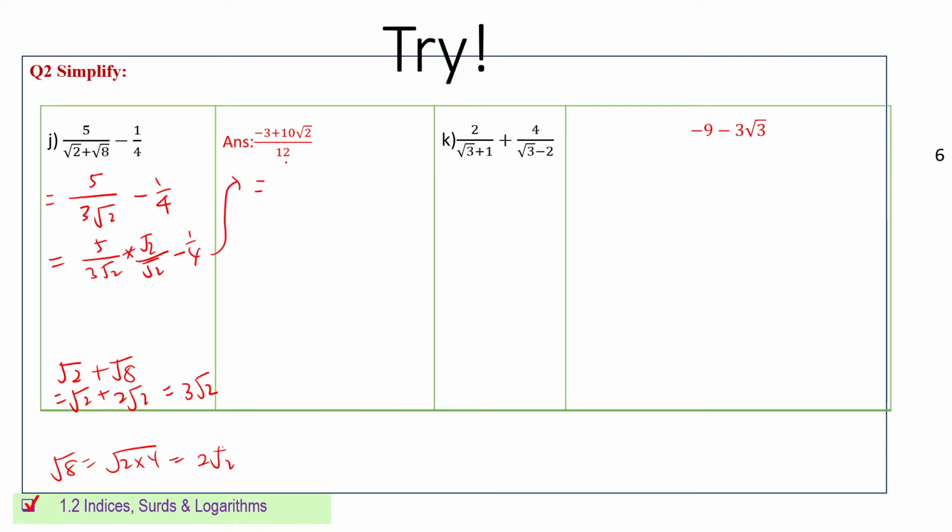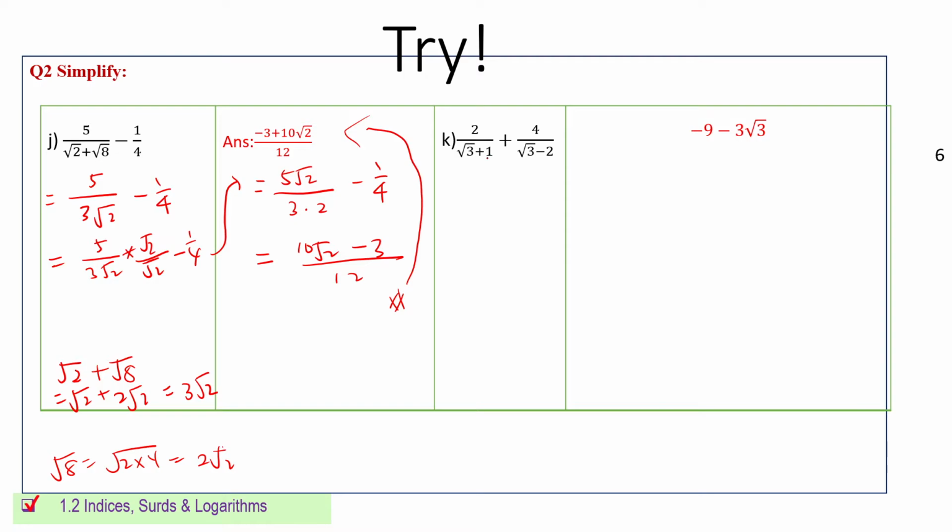So this one will become 5 over 3, 2 divided by 3 multiplying 2, and then minus 1 over 4. We can do the cross multiply. It's actually 12. This one times 2, this one times 3. So this one times 2 is 10 over 3, and this one times 3 is minus 3. So this is our answer. And then how about this one?